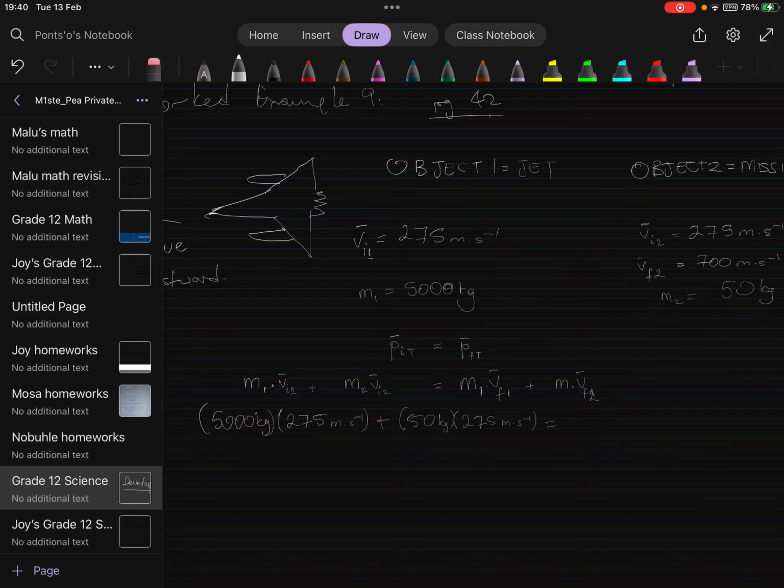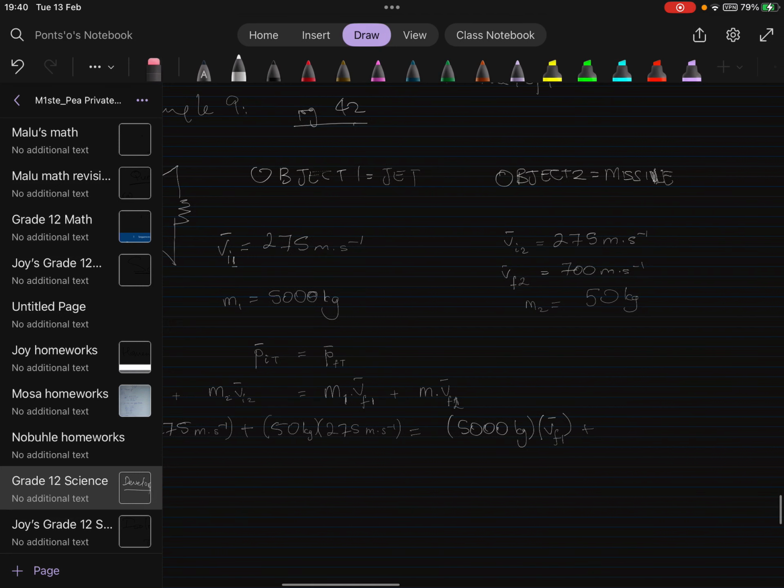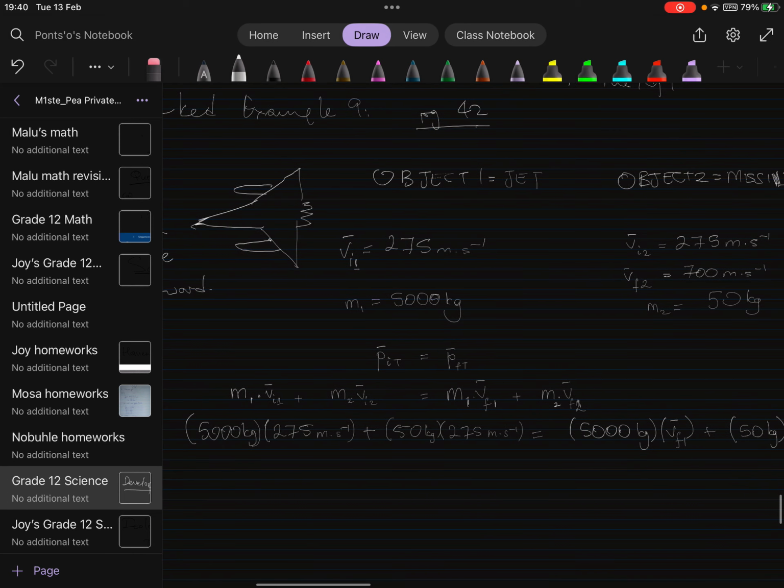the goal is to find out the new speed of the jet after launching the missile. So what we're looking for is VF1, the final velocity of object 1. So 5,000 kilograms times VF1, we don't know VF1, plus the momentum of object 2, which is 50 kilograms times its final velocity, which is 700 meters per second.